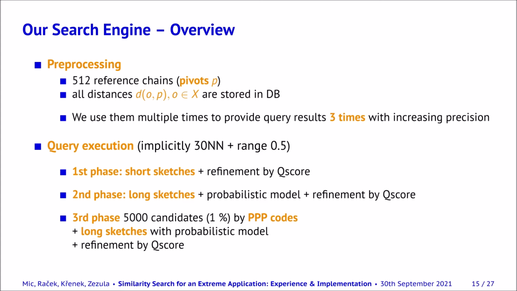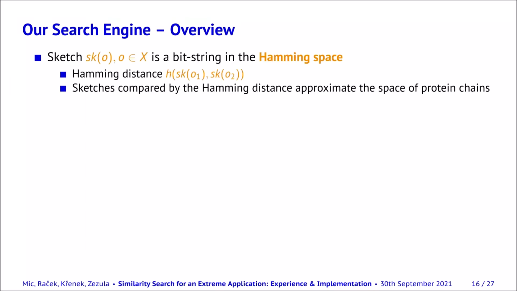The first phase uses the short sketches of protein chains in the Hamming space to select k similar chains to the query chain. The second phase uses long sketches together with our probabilistic model to return more similar protein chains, and the third phase uses the advanced pivot permutation-based index together with long sketches and the probabilistic model to return the top quality query results.